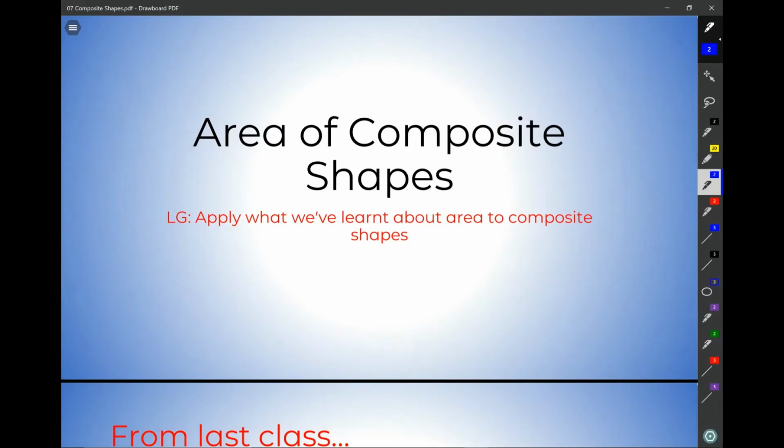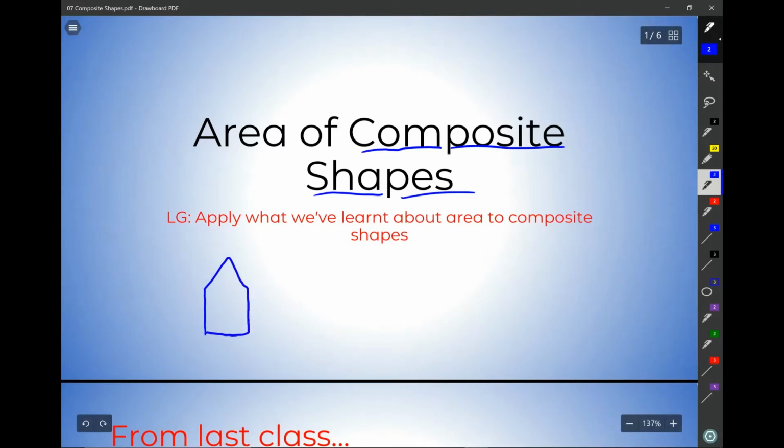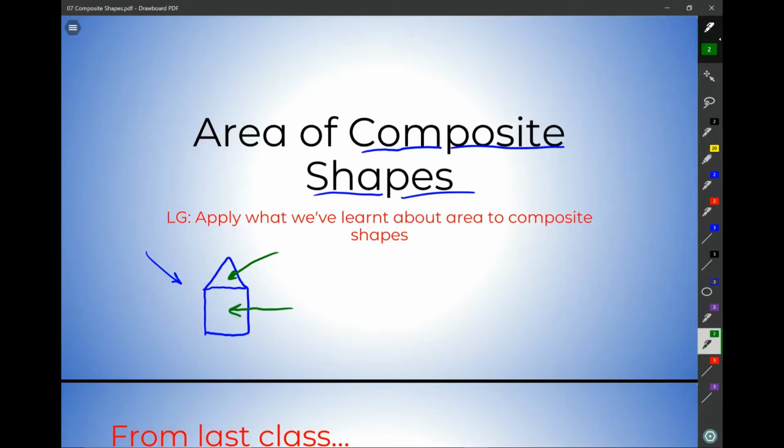Today we are going to be doing our last lesson on area, and what we're going to be looking at today is something called composite shapes. These have come up before in this unit. Basically, composite shapes are shapes that are made up of more than one other type of shape. For instance, I can draw a shape like this that's made up of a rectangle and a triangle. That's a composite shape. And we're going to be calculating the area of these shapes by first calculating the area of the triangle and then the area of the rectangle and adding them together. But we'll get to that in a second.